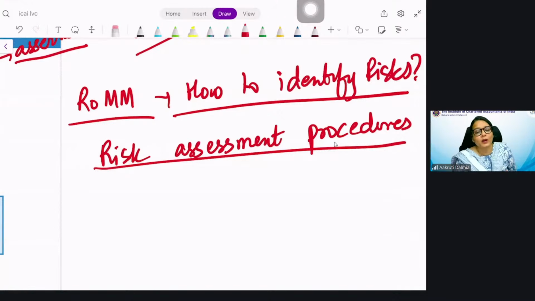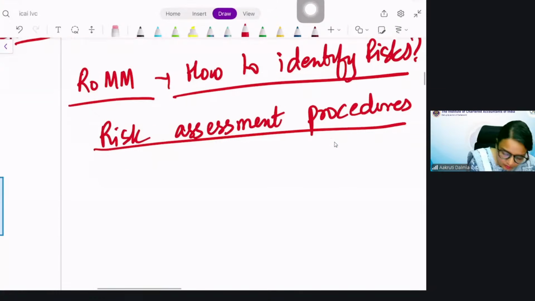Okay. What does it mean? So let's say that I have been appointed auditor of Tanishq, a big jewelry store, right? Now what risks exist in Tanishq? I want to identify those risks. What are the risk procedures I can do?